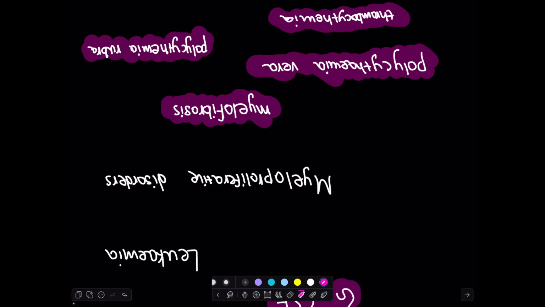Extramedullary hematopoiesis. Okay, so why does the spleen take over? How does the spleen take over? And also, how do the names relate to the actual disease? This is what's confusing me.